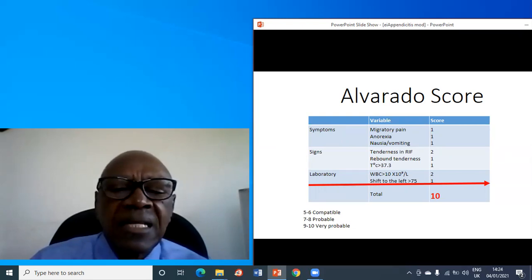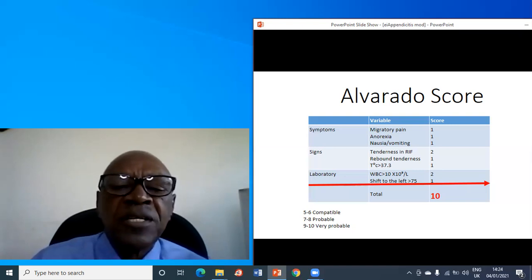And laboratory. White blood count above 10,000 scores 2. And shift to the left, more than 75%, scores 1. And the total is 10. So when it is modified, the shift to the left is excluded and the total becomes 9.